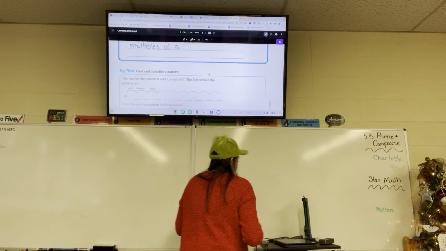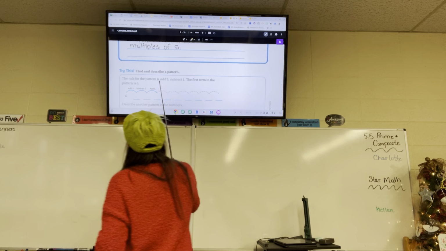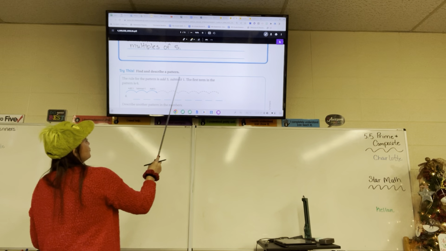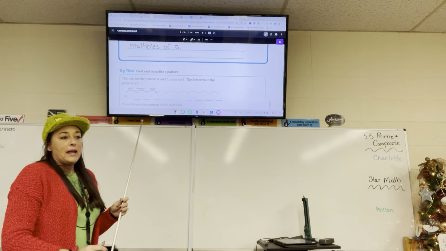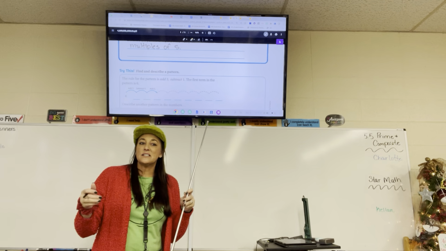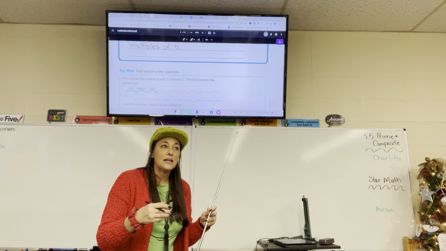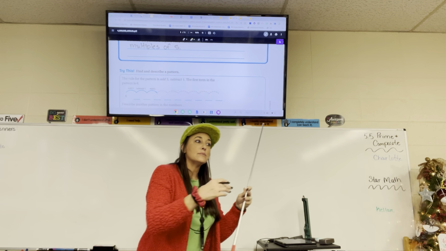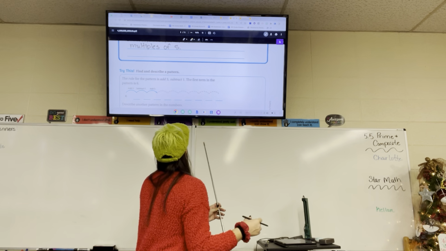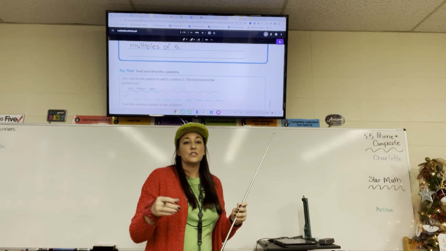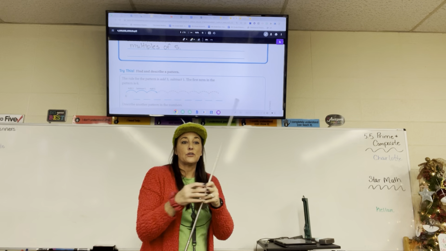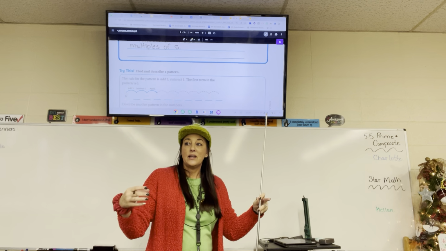Okay. So the rule for this pattern is add three, subtract one. And sometimes it gets a little confusing. It's like, does it want you to add three and write a number, then subtract one and write a number? Or does it want you to add three, subtract one altogether, and then write a number?